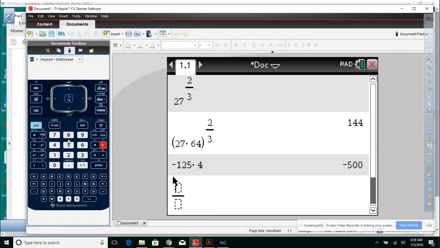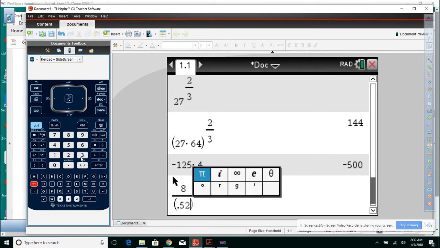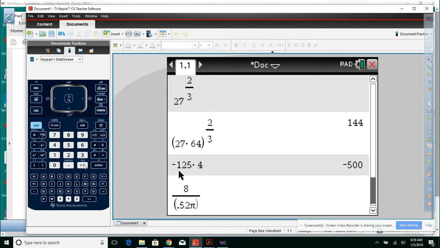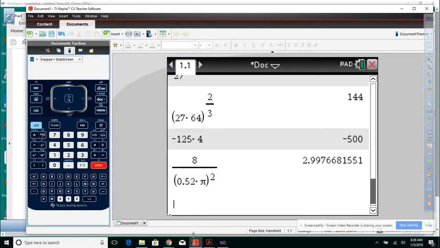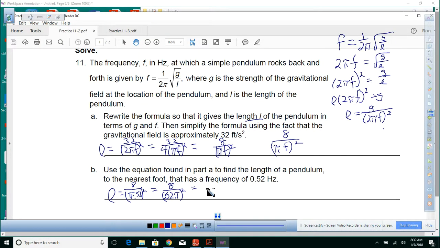Control divide 8 over, and open parentheses, 0.52, and then pi, close parentheses, squared, enter. And I get 2.997, which is approximately 3 feet. All right, good deal.